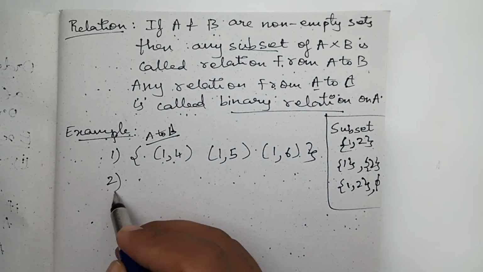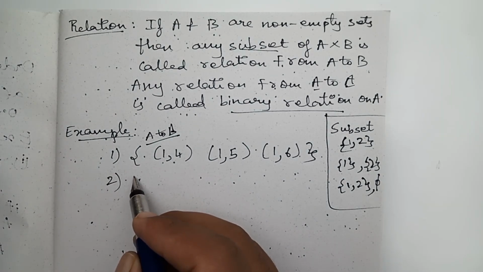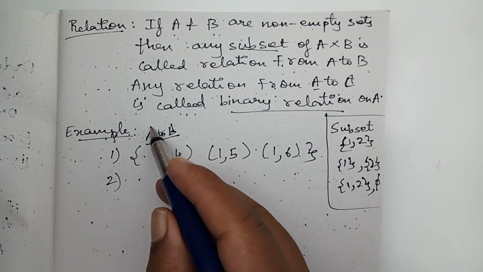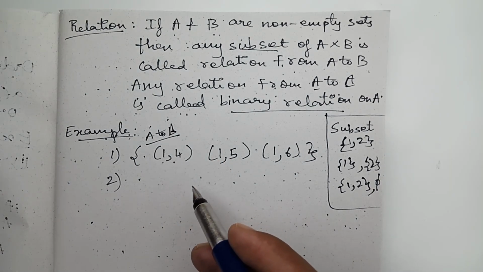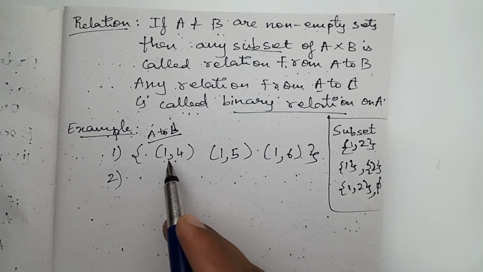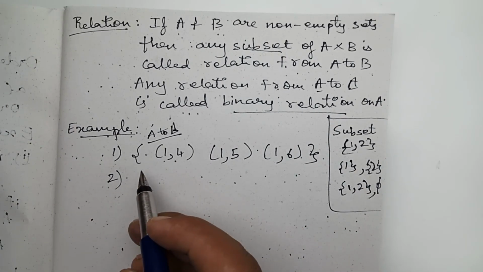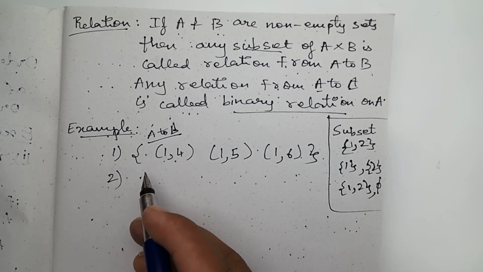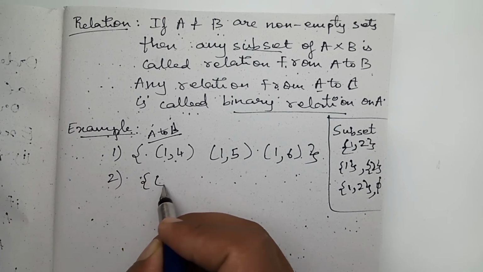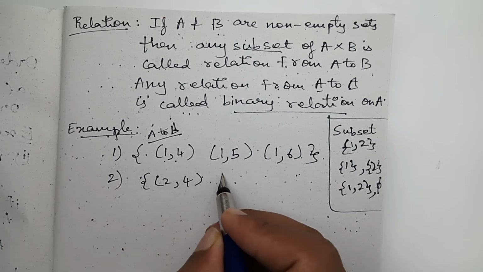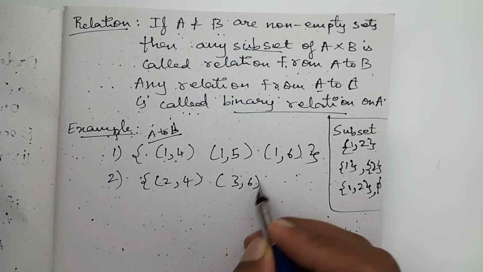The second relation is, we can take any alphabet or variable as you want, but the set should be same. We should not change the elements in the set. Okay. The second one is 2 comma 4, 3 comma 6 is the second relation.